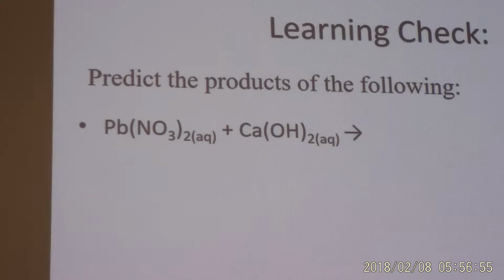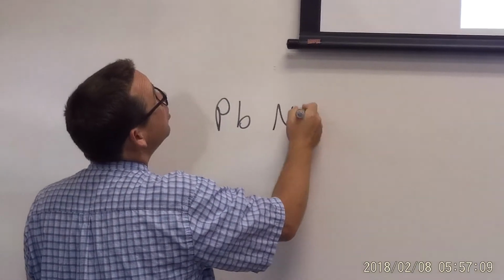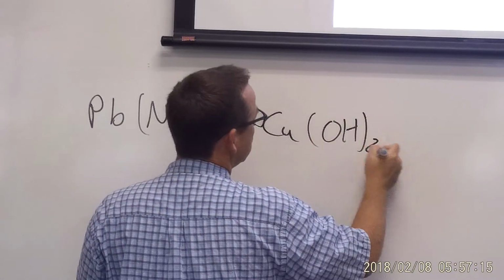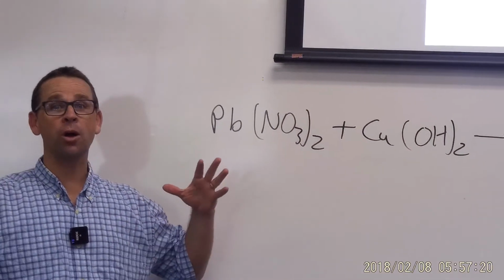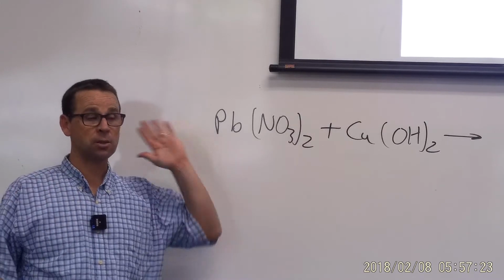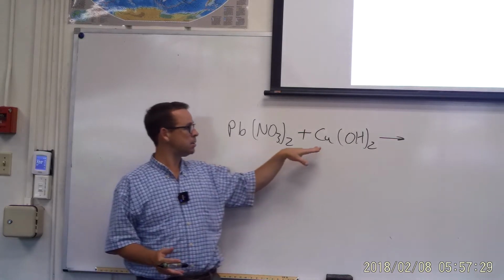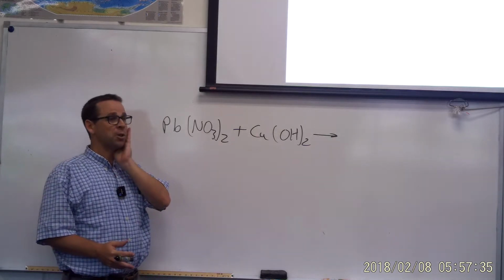Okay, so we're predicting the products, right? Now, when we predict the products, we need to carry all of our learning from the previous chapters and previous classes. We can't throw it out the window. We have to remember what the charge on our lead ions is, the charge on our calcium ions, the charge on our polyatomic ions. What are the theoretical products?